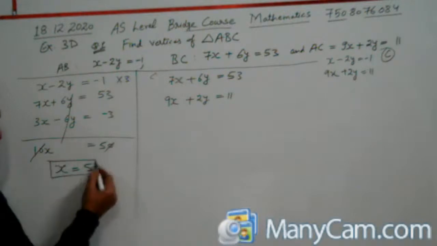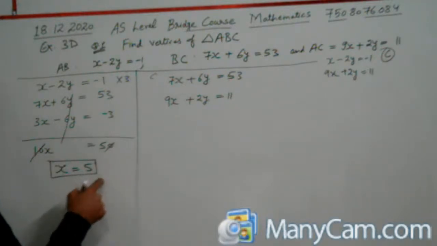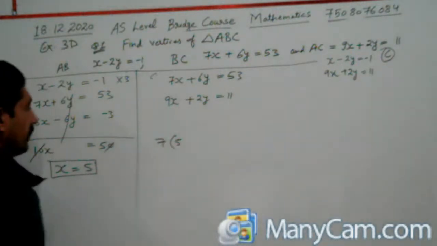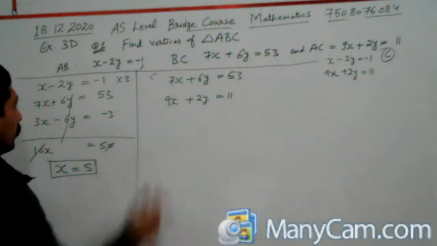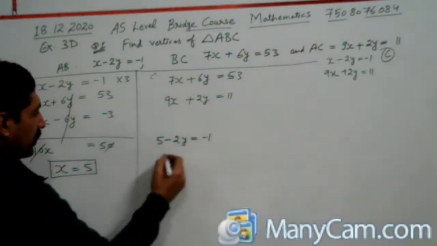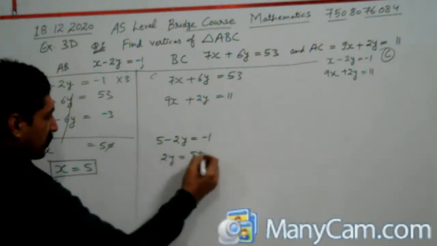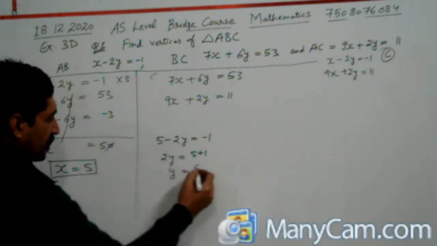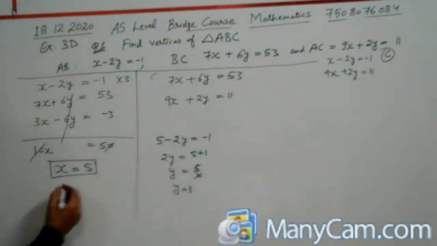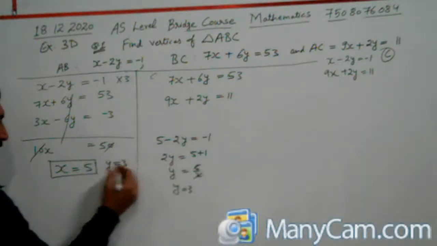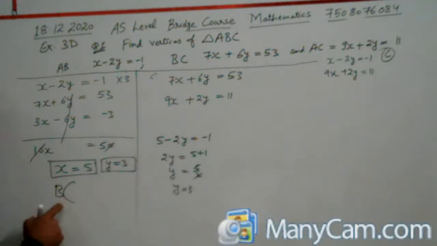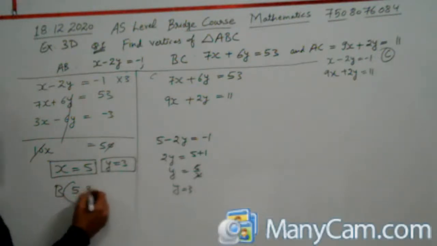If x is 5, what is y? If x is 5, we can take the smaller one also, any of the equations we can put. 5 minus 2y is equal to minus 1. So here 2y is equal to 5 plus 1. So y is equal to 6 upon 2, is equal to 3. Right? So what are the coordinates? y is equal to 3 and the coordinates of point B of triangle ABC are 5, 3.